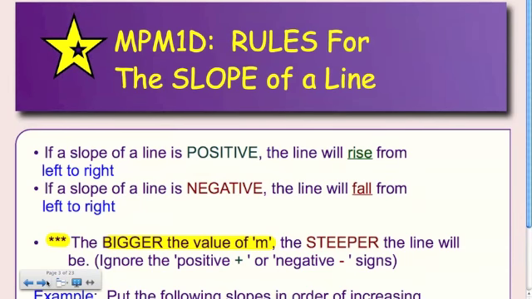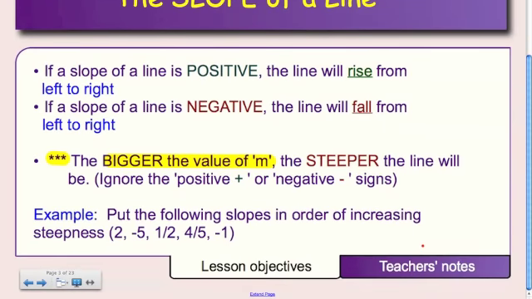Okay, so this is some information about the slope of a line that will really help you in your following units. So if the slope of a line is positive, the line is going to rise from left to right, it's going to be increasing, rising. If the slope of the line is negative, the line will fall from left to right. So the bigger the value of m, the steeper the line will be. Very large values of m are going to be very, very steep. Small values of m are going to become flatter and flatter and flatter.